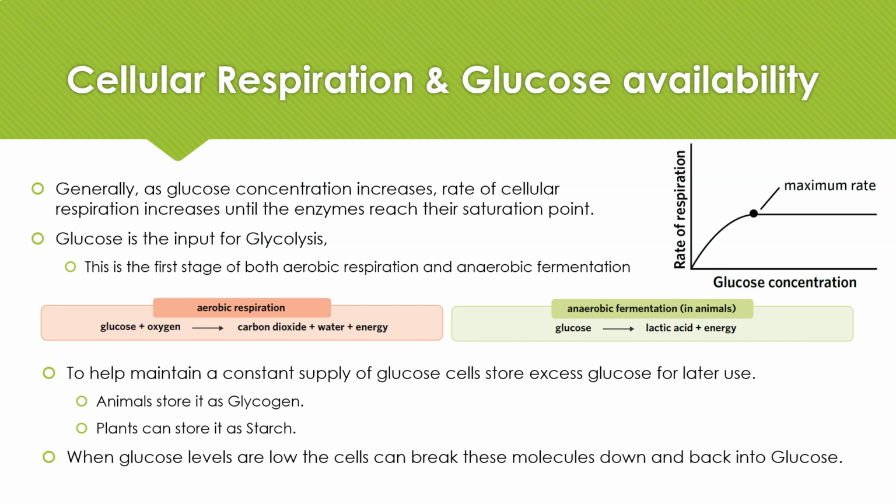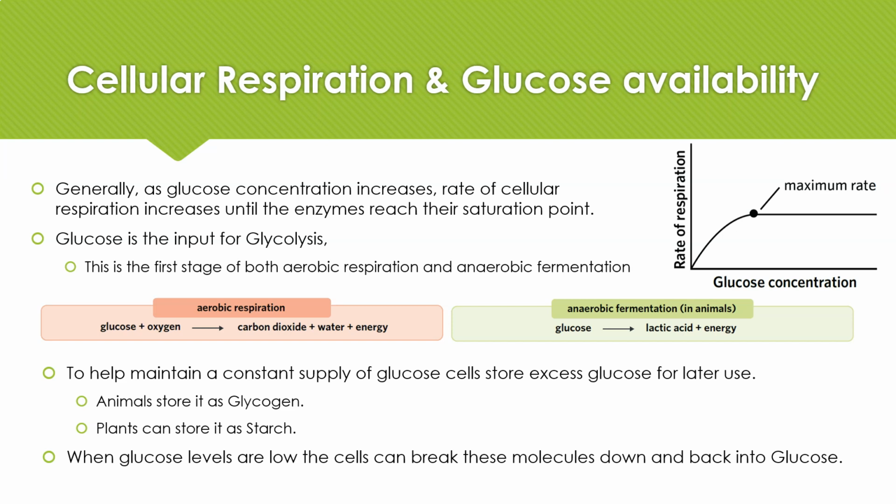Something that cells will do to help make sure that they always have the glucose they need is they actually, in times where they've got excess glucose, will store that excess glucose. Animals will store it initially as glycogen. They then have other mechanisms for storing things, and plants will store it as starch. And starch is actually made up of lots and lots of glucose molecules joined together forming a polysaccharide, so a very long chain of glucose.